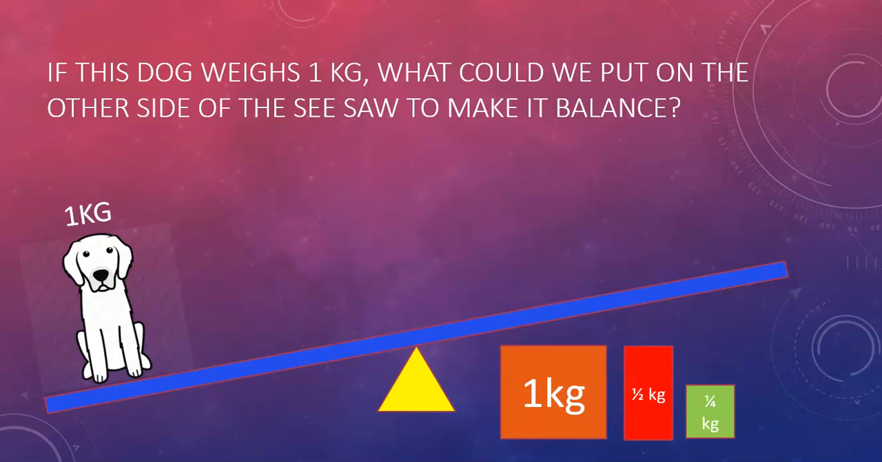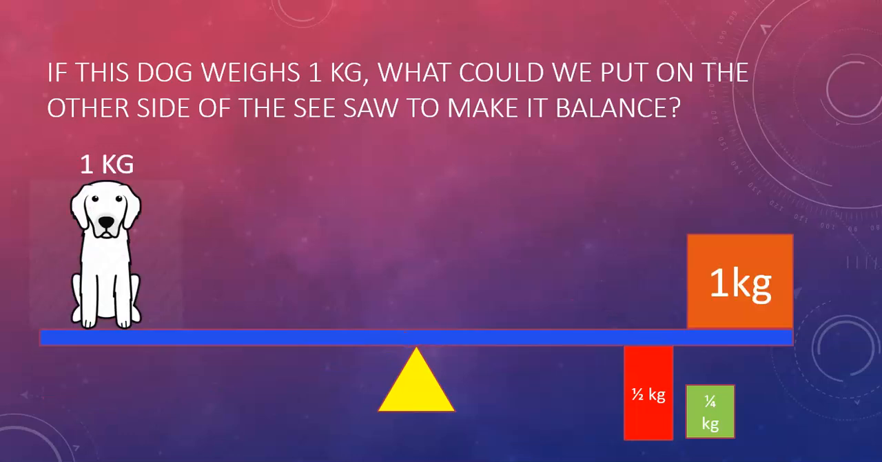Now, if this dog weighs 1 kg, what could we put on the other side of the seesaw to make it balance? We could place 1 kg, half a kg or 1/4 of a kg to make it balance. What do you think? Yes, we could use an orange block to balance the seesaw, because the orange block weighs 1 kilogram and the dog also weighs 1 kilogram.